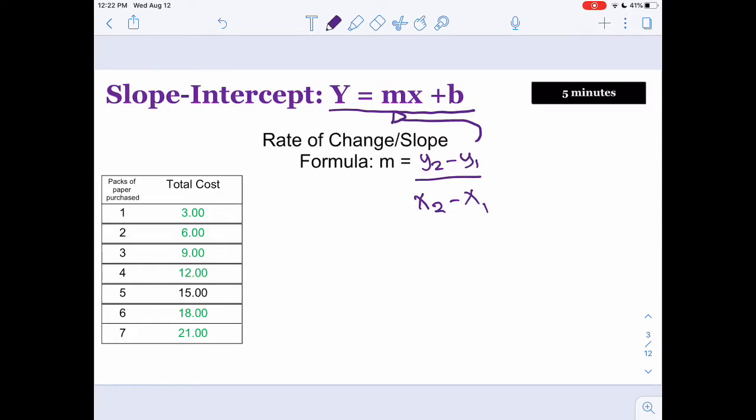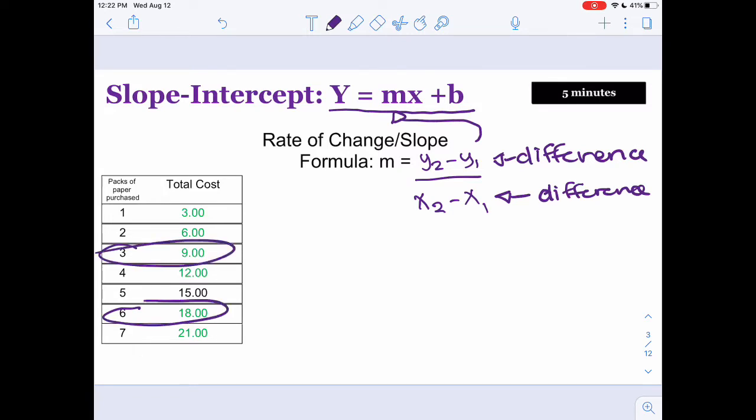All that means is we need to have 2 points, and we need to find the difference in the y's, and we need to find the difference in the x's. So let's go ahead and do that. We're just going to pick 2 points from the table. It doesn't matter which two. And we're going to subtract our y's. So that's 9 minus 18. And we're going to divide that by the difference in our x's. 3 minus 6.